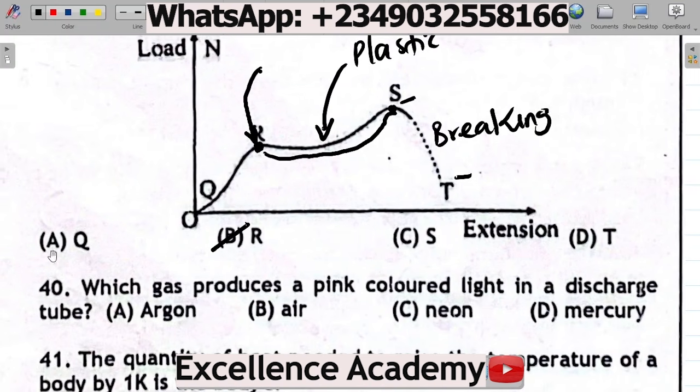Finally, question number 40. 40 says, which gas produces a pink colored light in a discharge tube? A. Argon. B. Air. C. Neon. D. Mercury. Now, for this question, you want to note that the gas that produces a pink colored light in a discharge tube is actually neon. So neon is the correct answer. Note that neon gas glows pink or sometimes red in a discharge tube.